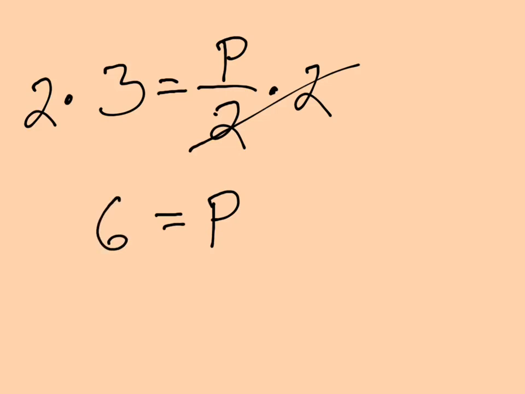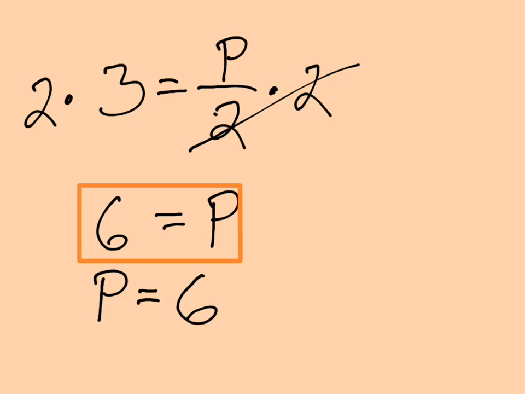So 6 equals p, and again, if we want, we can write it afterwards as p equals 6, but we do need to include this. We also need to include all the other work I've shown. And it's optional to write the p equals 6.